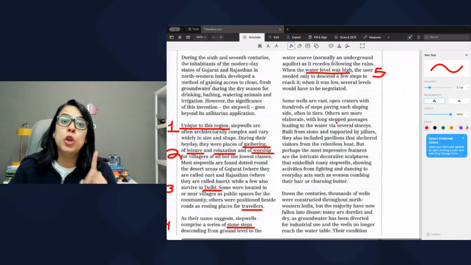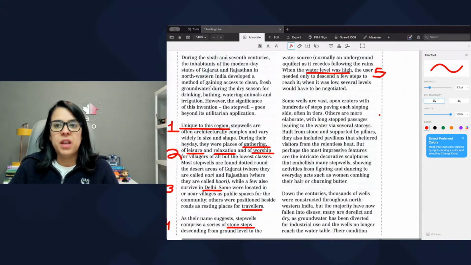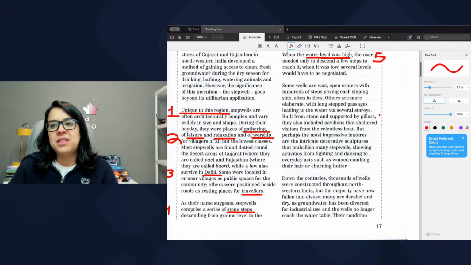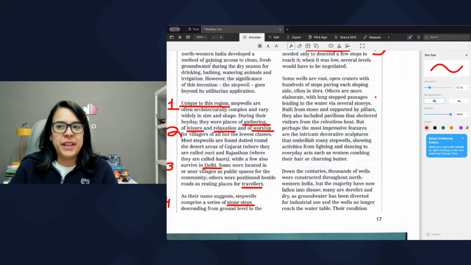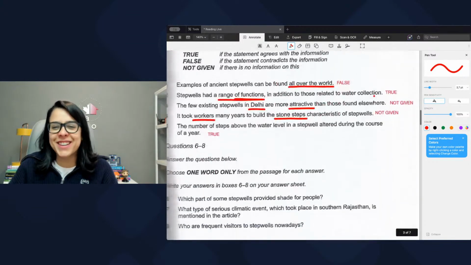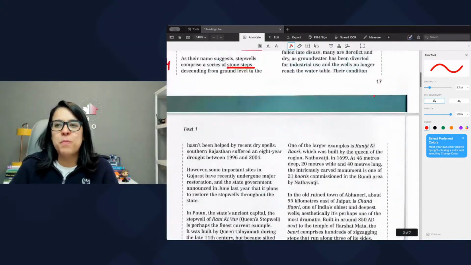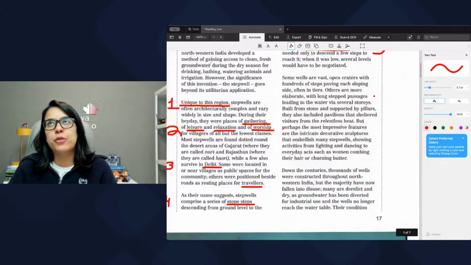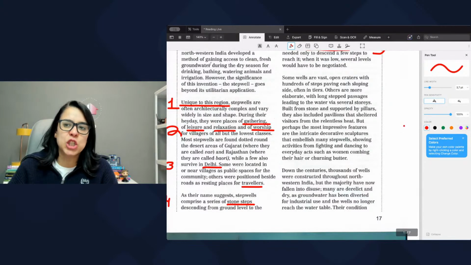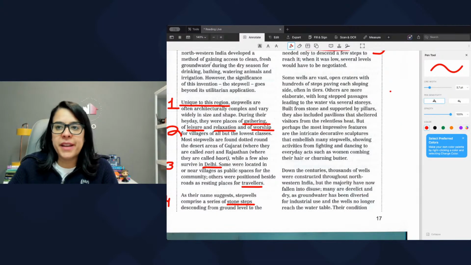It's not usually necessary to go back. Okay, so let's see if I forgot the question. Which part of step was provided shades? Okay, for people. So let's try to look for shade, sun protection, something like that.